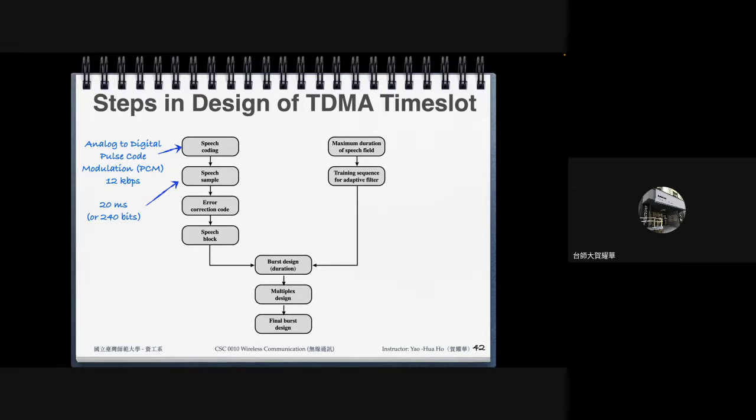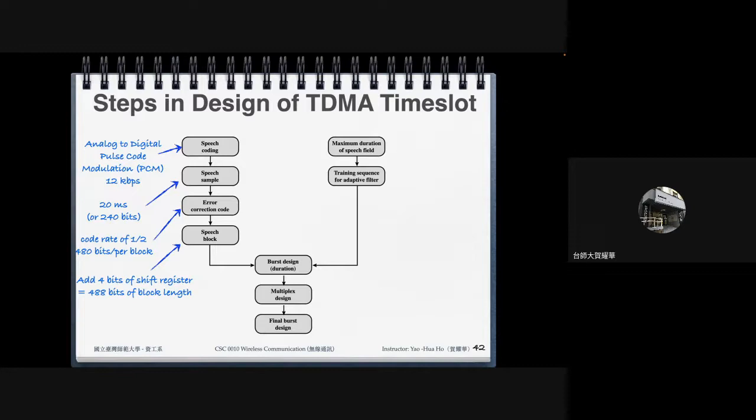Okay, then you have to take a speech sampling, which is 20 milliseconds or 240 bits of the sampling on each sample. Then you insert the error correction code. The error correction code is 1/2, meaning they double it. So you send the data twice with a different error correction code. So now the data becomes 480 bits per block. You can think of this as doubling the sampling data.